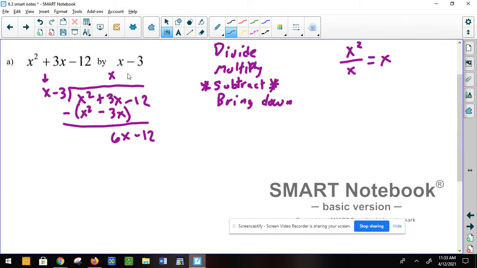X goes into 6x 6 times, so plus 6. 6 times x is 6x. 6 times negative 3 is negative 18. Subtract. That's 0. Negative 12 minus negative 18 is like negative 12 plus 18, so 6. And again, we're just going to leave that as a remainder. So the answer to part A here is x plus 6, remainder 6. Okay.